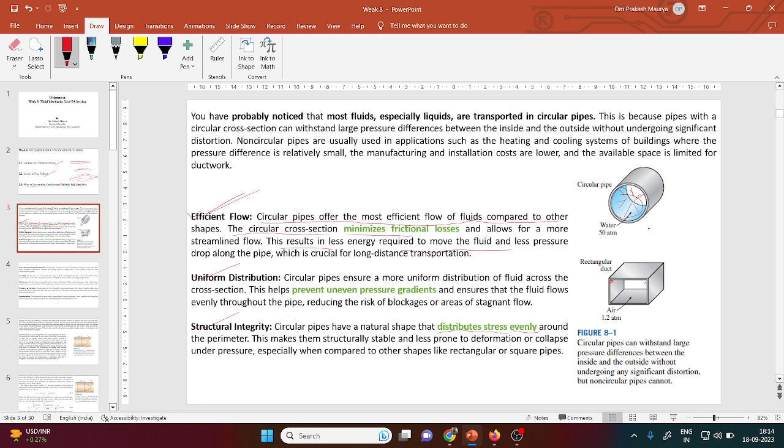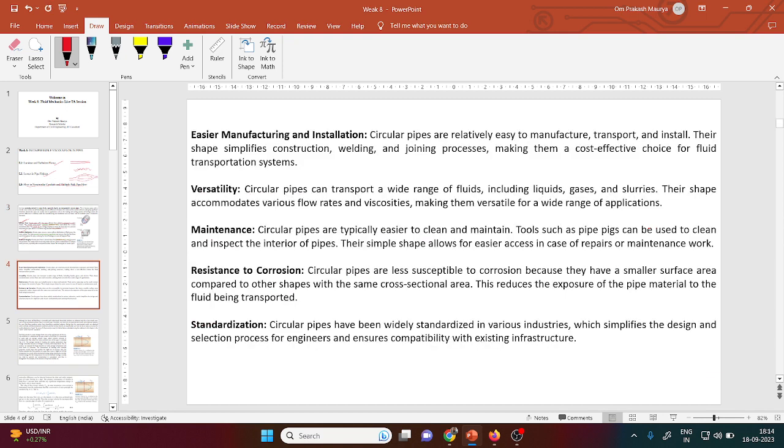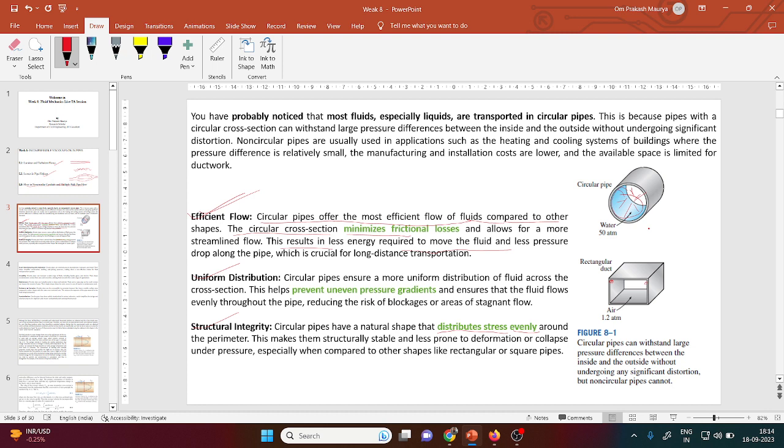These are the three main points. I have taken more points also. You can take a screenshot: manufacturing, versatile maintenance, resistance to corrosion, and the description was given there. But these three are the technical reasons why we use the circular pipe in place of the rectangular one.